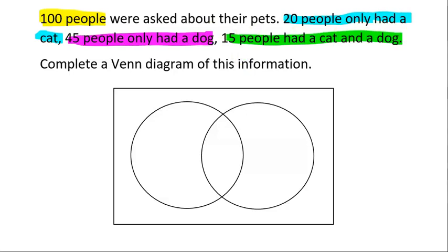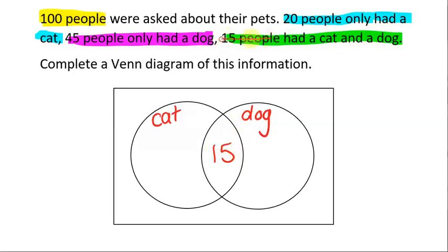So the easiest way to start with your Venn diagram is to fill in the both section first. How many people had both a cat and a dog? Actually, we should put our labels on first so we know which bubble is which. This is cat, this is dog. Now we can fill in the both category first, the section where our circles overlap. How many people had a cat and a dog? Well, that was 15. 15 people had a cat and a dog. 15 in the overlap section.